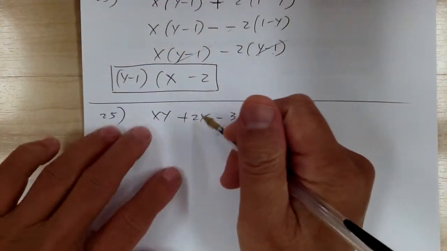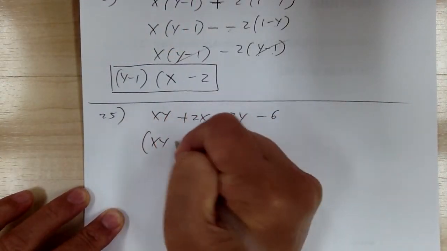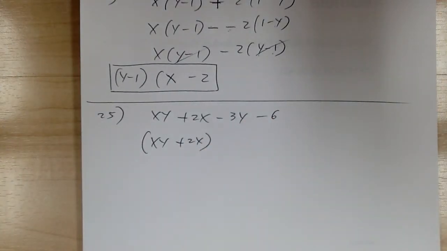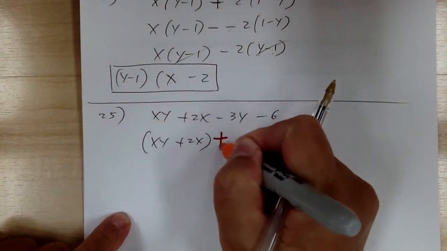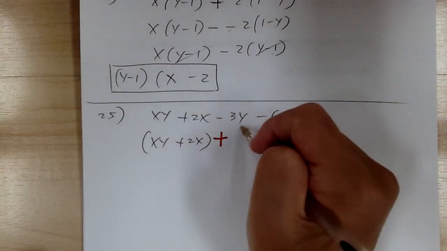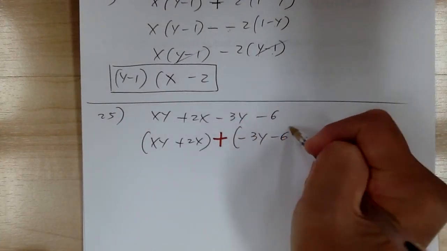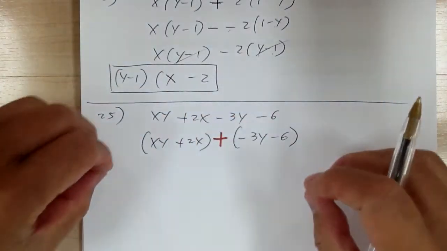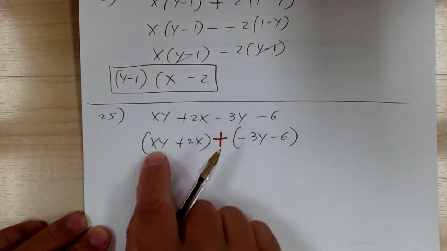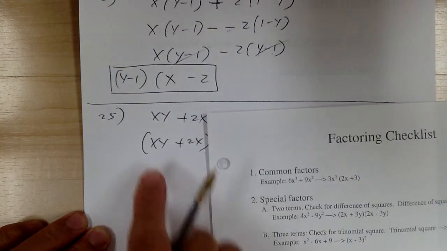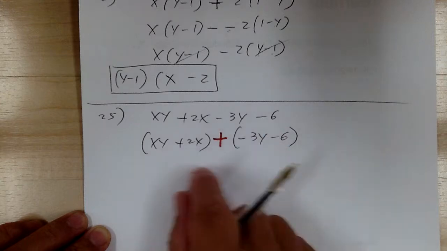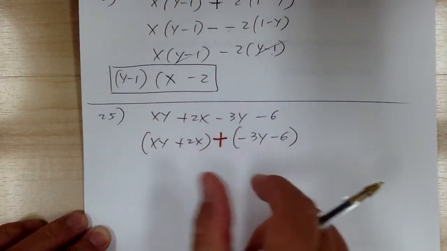Now, since this is already grouped this way, I'm going to group this way. Now, remember, you always put a plus between the groups. Okay, always put a plus between the groups. So you got negative 3y minus 6. So basically, you break a big problem into two smaller problems. So now you can go and factor out. Once you break it into two smaller problems, you have to go back to step 1. Okay? So basically, you're starting all over. You break a big problem into two small problems.